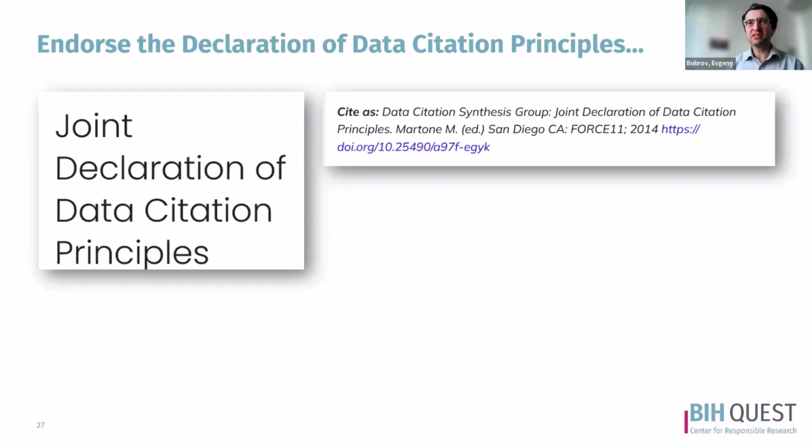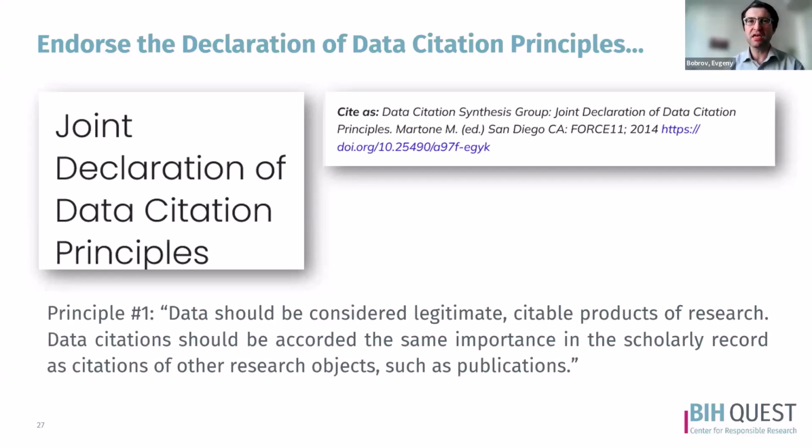But in addition, and this is actually best practice, is to include references to data sets which are shared online in the references section. And for this, there has been the Joint Declaration of Data Citation Principles. And this declaration states that data should be considered legitimate, citable products of research, and that citations should be accorded the same importance in the scholarly record as is the case for journals and articles and other research outputs. So I think this is very important because so far this is hardly ever followed by authors.